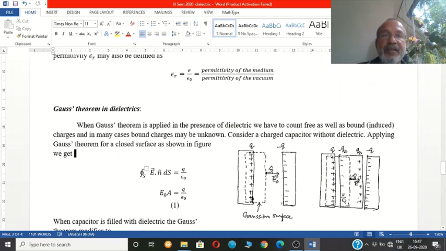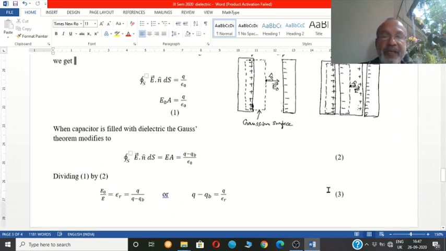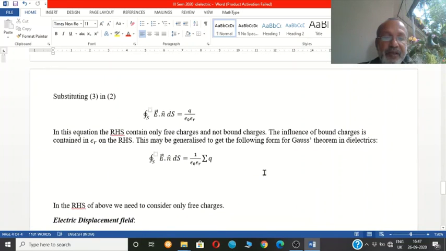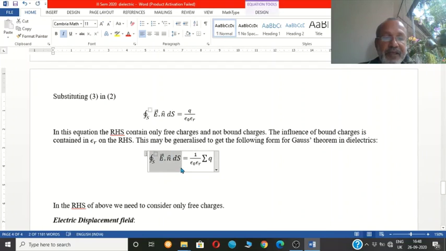So in the last class we eliminated this QB and finally we got Gauss's theorem as the integral over a closed surface of E dot dS is equal to 1 by epsilon 0 epsilon r times the sum over charge enclosed by the closed surface. These charges are only free charges. So we need not consider bound charges when we use the modified Gauss's theorem. Only thing is that we have to put an epsilon r here.